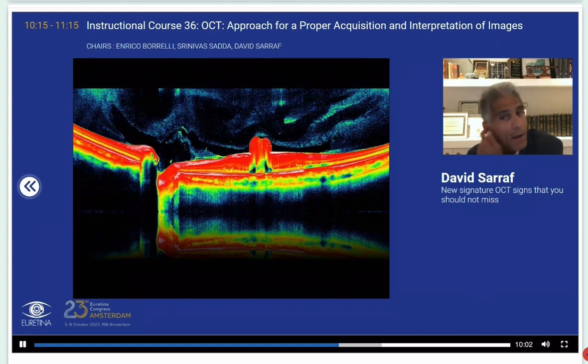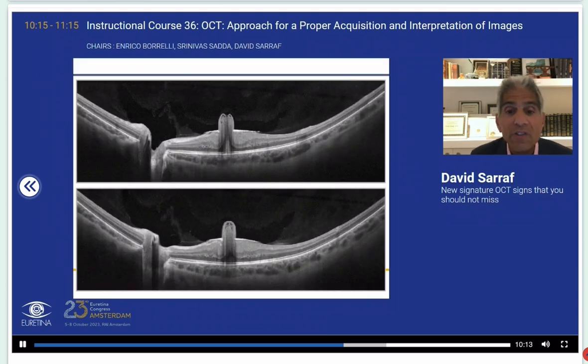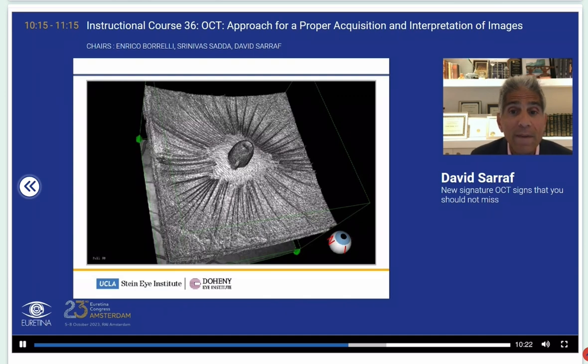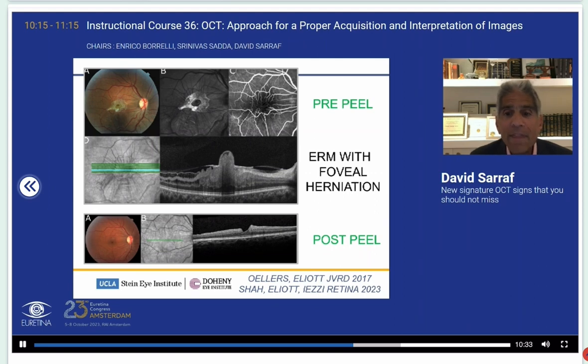Recently, we had the pleasure, Netta Abraham put these beautiful images together of this condition that was initially described by Dean Elliott called foveal herniation. In this case, you can see that the fovea has, because of the centripetal contraction of the epiretinal membrane, herniated through the hole in the epiretinal membrane. And with three-dimensional OCT imaging, en face imaging, you can beautifully appreciate this foveal herniation due to centripetal contraction of the ERM.